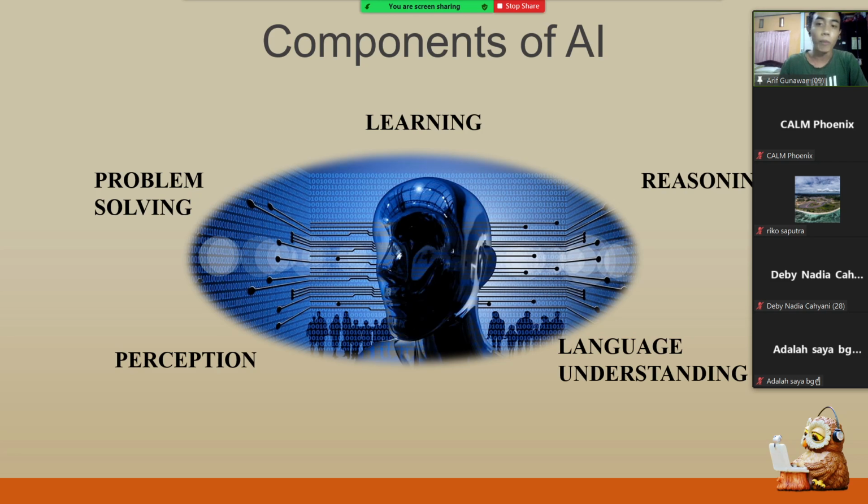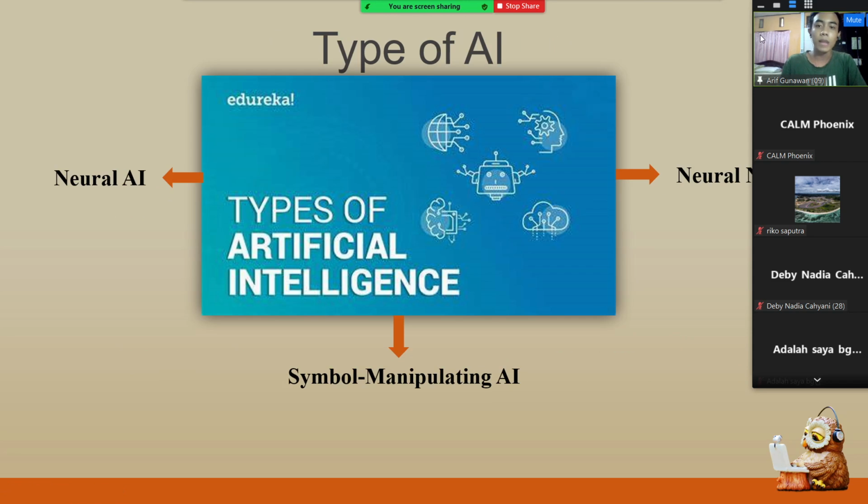And then the next is the components of AI. AI has components. The first is learning. You must learn about algorithms, Python, and anything in programming. And then problem solving, you must solve your problems in your mind. And then reasoning, this is what I said last: you must have big and wide thinking. And then perception, you must have a wide perception. And the last is language understanding, because programming uses a lot of English. You must understand programming language. Next is the types of AI.